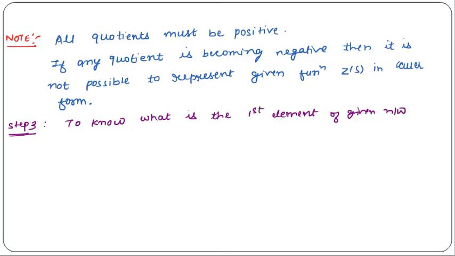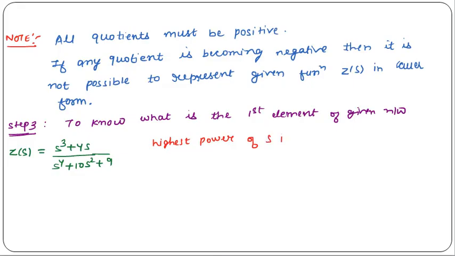we have to, so सबसे पहले we will take the Z of s function. So Z of s given in the question was s cube plus 4s by s power 4 plus 10 s square plus 9. Okay, so ये function हमें question में given था. Now we have to find out the first element of the given network. For that you have to take the highest power. Okay, so highest power of s in the numerator divided by the highest power of s.